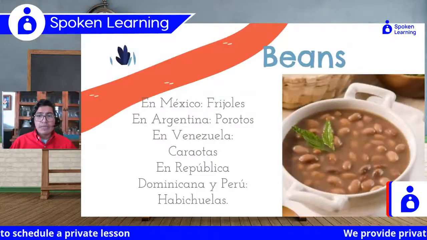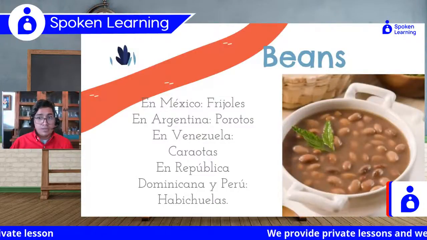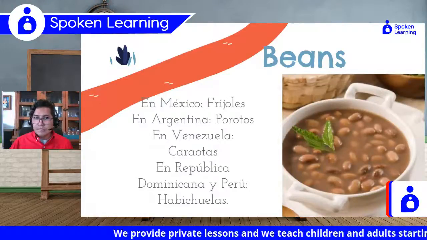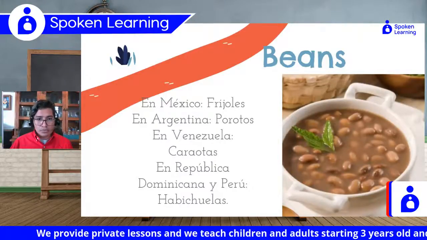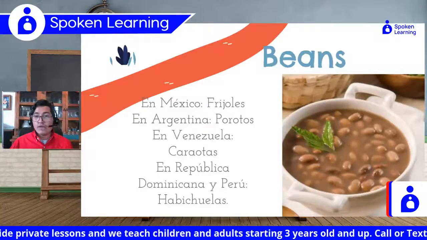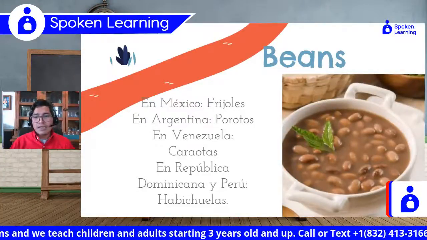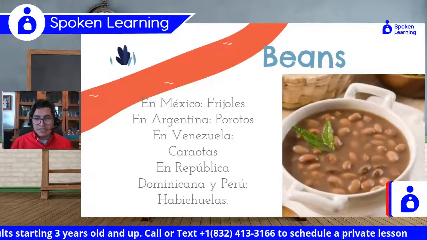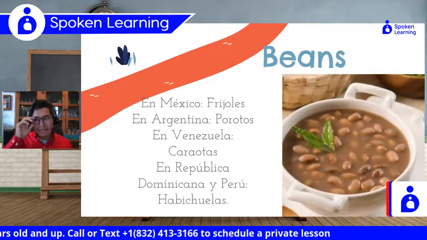El primero sería beans. For beans, we have different names in Latin America. En México les llamamos frijoles. En Argentina, porotos. En Venezuela son caraotas. En República Dominicana y en Perú, habichuelas. So, to start, this is something already very different, right?